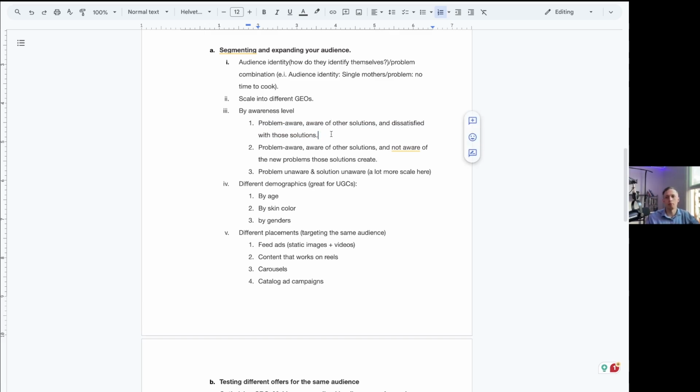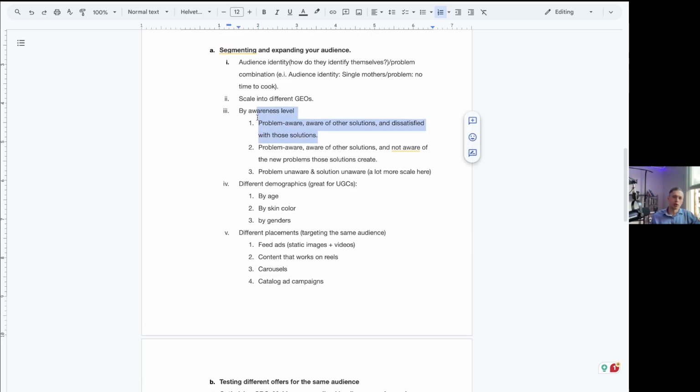Because they have a problem. So they know they have a problem. They know that there are solutions in the market, and because they tried those solutions already and they didn't work, they're dissatisfied with those solutions, and they know why those solutions don't work.